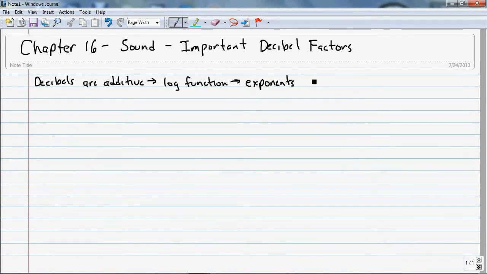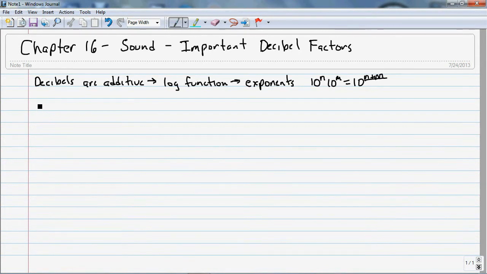So if I have some multiplication, 10^n times 10^m, well, that's just equal to 10^(n plus m). So you have this additive part here for the exponents, and the log functions deal with those exponents. So because of this relationship, and you see how things add, decibels are additive. We can just add things together to come up with a final result when it's expressed in decibels.